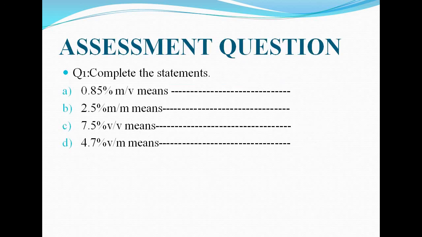Now students, you have to complete the statement simply, with a one line answer. I have written 4 different concentrations, the same concentrations you have read in this lecture. So you have to expand these concentrations in a sentence: what is meant by 0.85% m by v, 2.5% m by m, 7.5% v by v, 4.7% v by m. Very simple, very easy question. You have to tell me the complete answer of these 4 ways of concentration percentage.